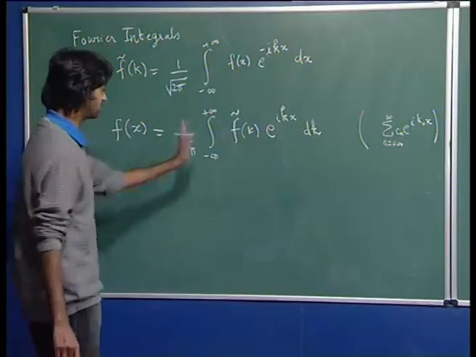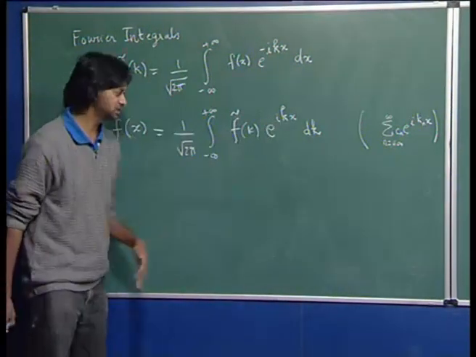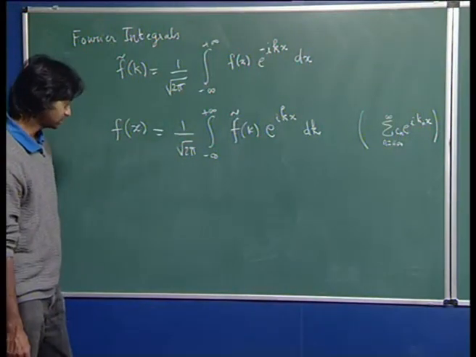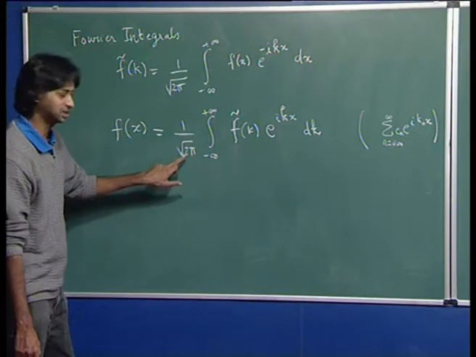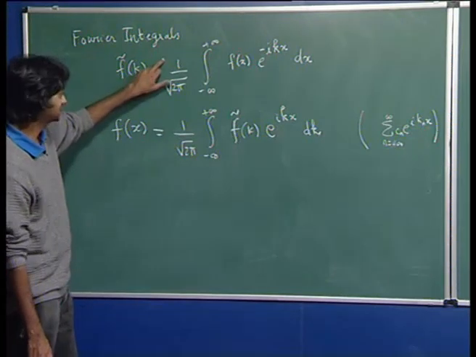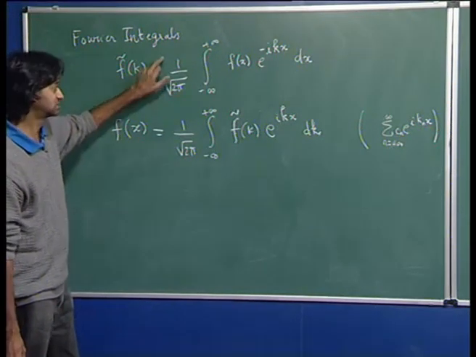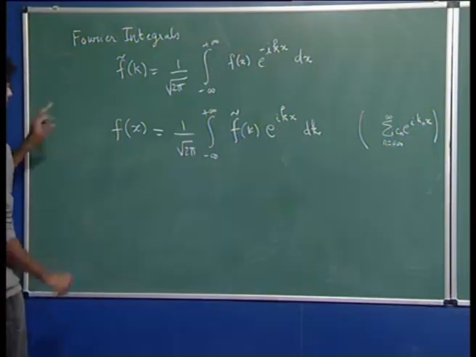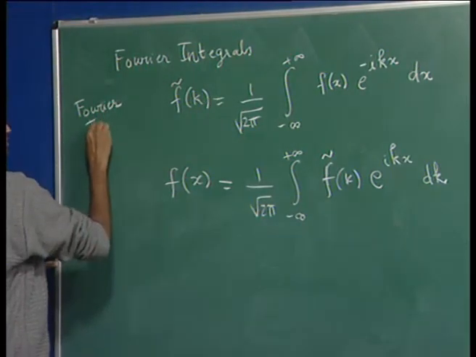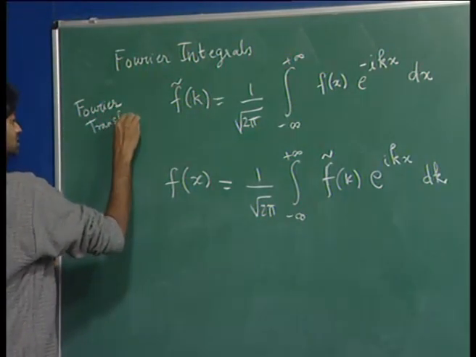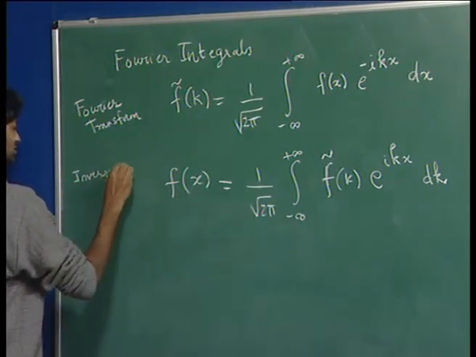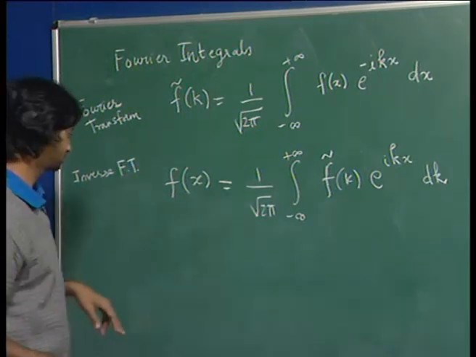Okay, so there is a lot of similarity between this expression and that expression, and this is called the Fourier integral. There are some factors of 1 over root 2 pi put here, so that f of x and f tilde of k have a very symmetric look to them. Now this is called the Fourier transform. This is called the inverse Fourier transform.